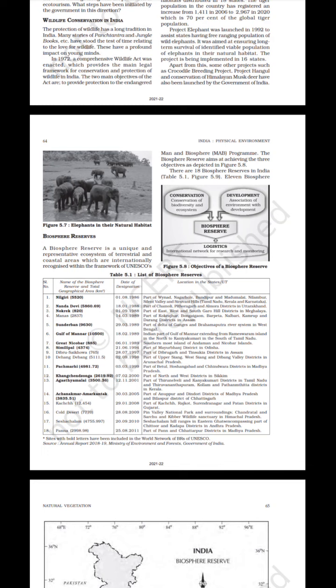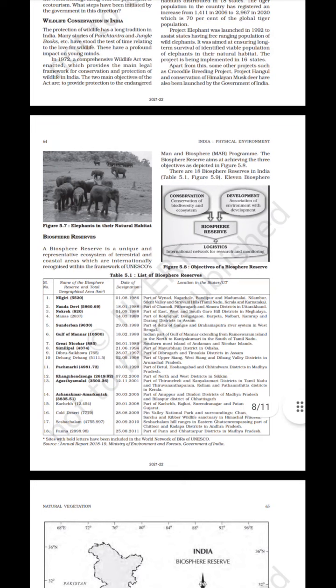Conservation of biodiversity and ecosystem. Development, association of environment with development. Biosphere reserve. Logistics, international network for research and monitoring. Table 5.1, list of biosphere reserves. Name of the biosphere reserve and total geographical area in square kilometers. Date of designation, location in the states or UT.